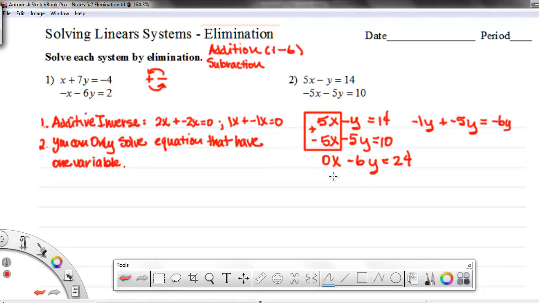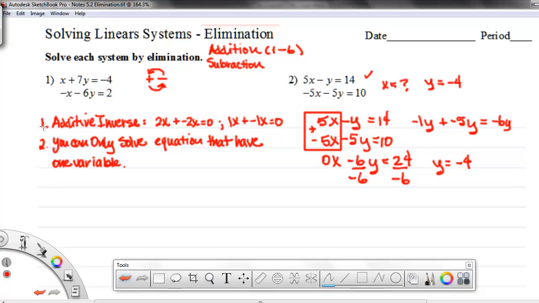Now that we've had the x's drop out, we get an equation that only has one variable in it. That allows me to take this. I know to get the y by itself, I'll divide each side by negative 6. The first variable that I have for y would be 24 divided by a negative 6, which is a negative 4. This means that part of the ordered pair that solves this equation right here, the y value, is a negative 4. The x value I don't know yet, but we're going to find that out.